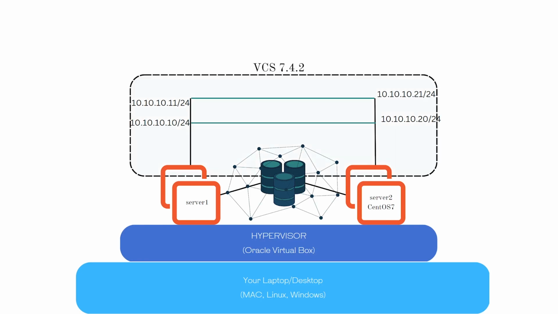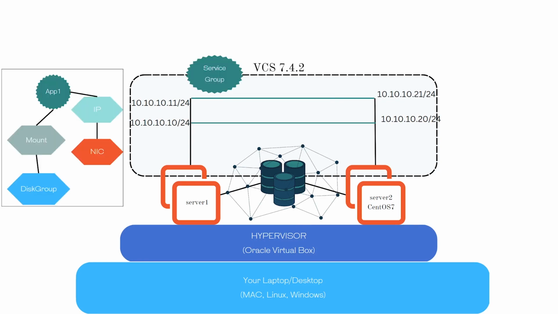Then we installed the VCS engine 7.4.2 on top of our two nodes to form a two-node cluster. The cluster has a default service group up and running. Next, we will define an application service group, which will be highly available and will work seamlessly among both of the nodes if one node fails.